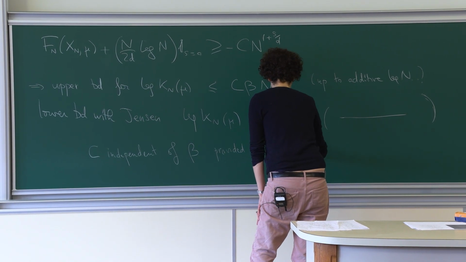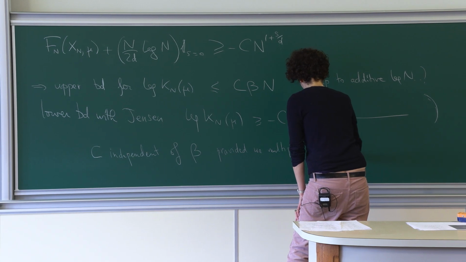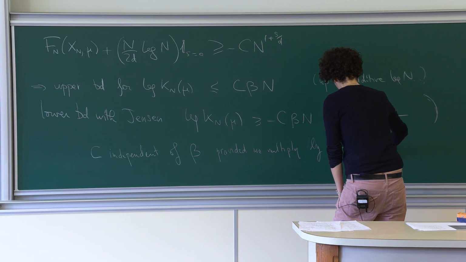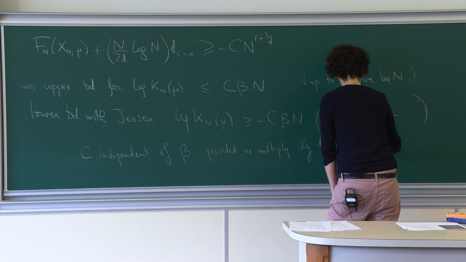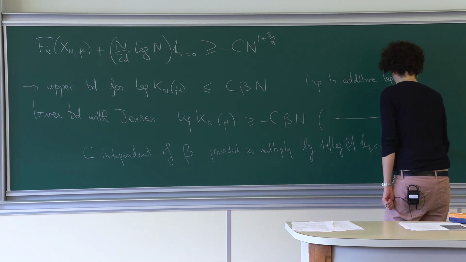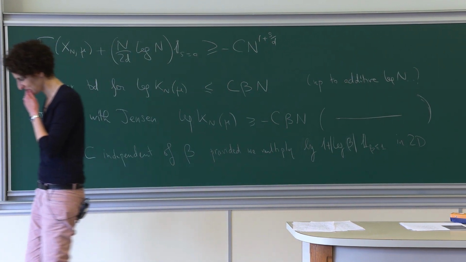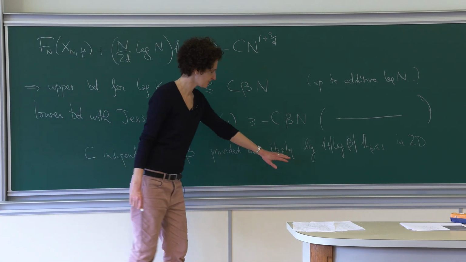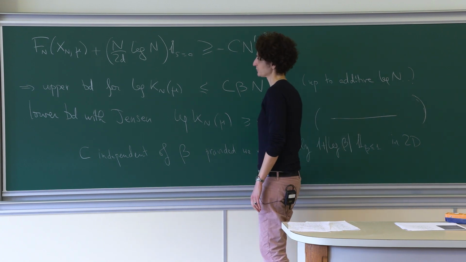So there is an extra factor if you want, let's say 1 plus log beta when beta is small, and that's in 2D. In all other dimensions, you don't need this correction. So this is a sort of low beta correction, so high temperature.